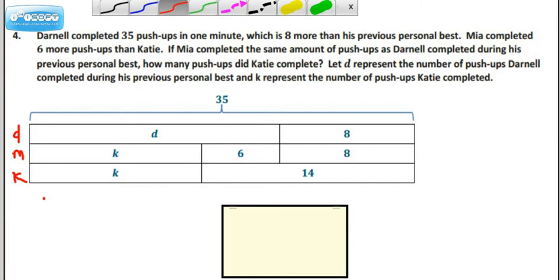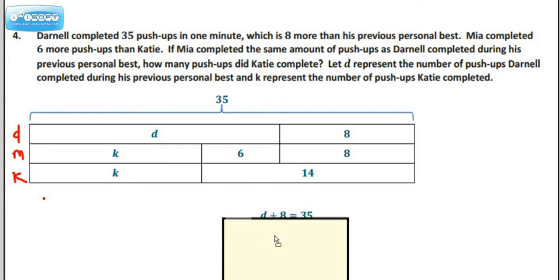To answer a question like this, it's probably going to be necessary to create a tape diagram, or sometimes referred to as a bar model. The easiest thing to pull out of this is what they say about Darnell, which is Darnell completed 35 push-ups in 1 minute, which is 8 more than his previous personal best. So if we think of that first, we draw a rectangle, D plus 8 would give us the 35. That gives us the first part of it, and we can even write an equation for that. D plus 8 equals 35.